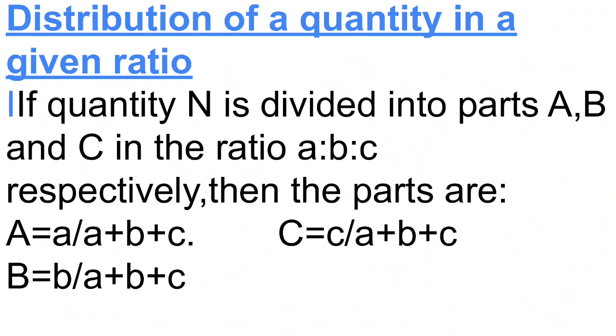Distribution of a quantity in a ratio. Now, if you are given a quantity n and you are told that it is divided among A is to B is to C in that ratio, then the quantity of A will be equal to A over the sum of A plus B plus C. B will be B over A plus B plus C, while C will be C over A plus B plus C, as shown below.